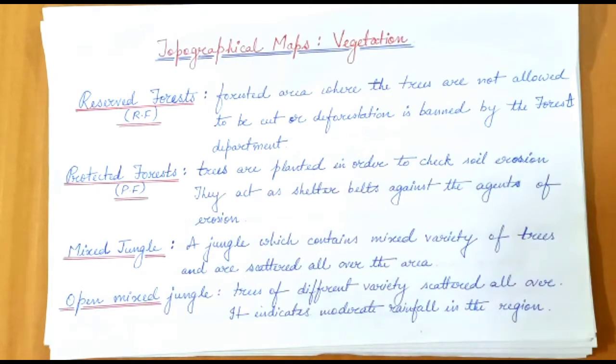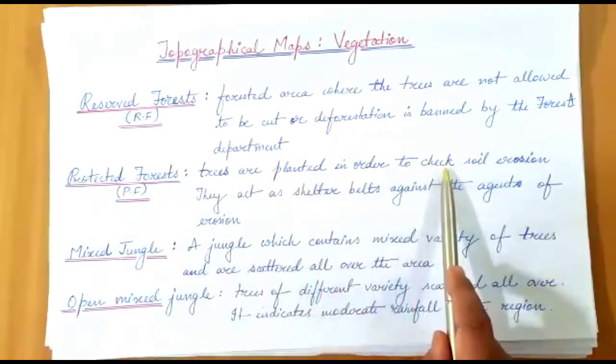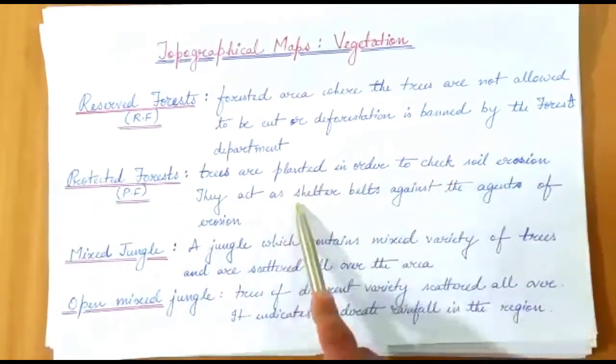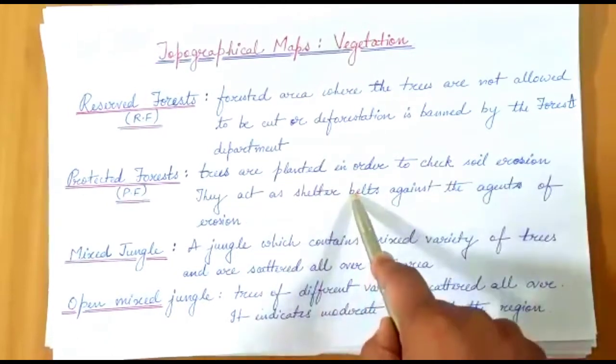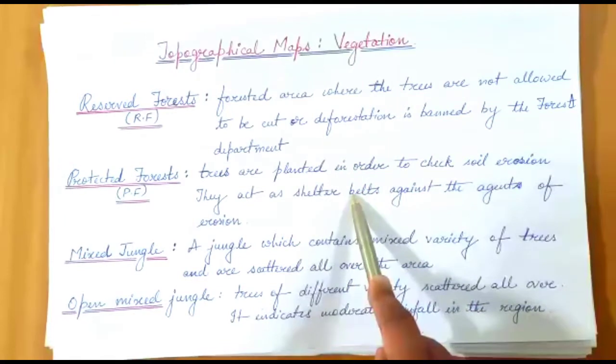They are grown to reduce the velocity or break the speed of the wind so that it cannot carry the sand beyond the desert area, and this is mainly done to check the expansion of deserts. So the protected forests act like check belts or shelter belts, and they do not allow the wind to carry the sand beyond the desert area.